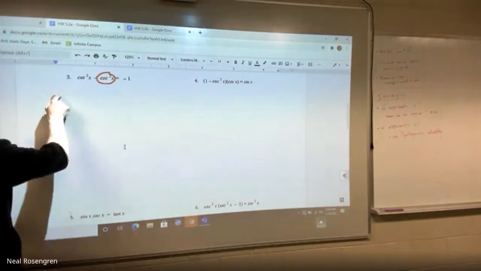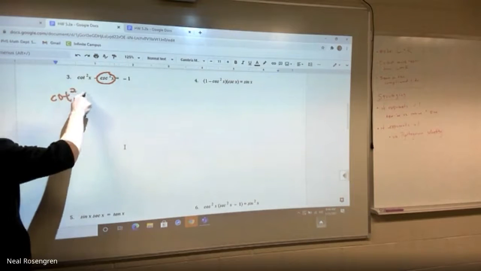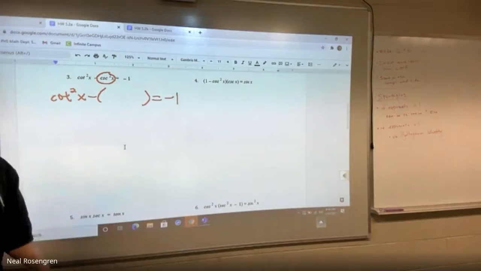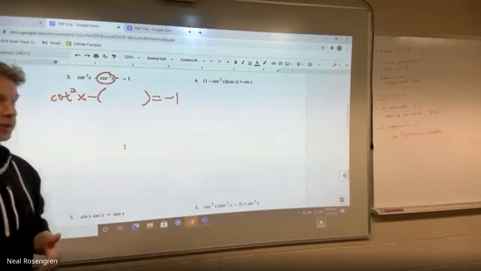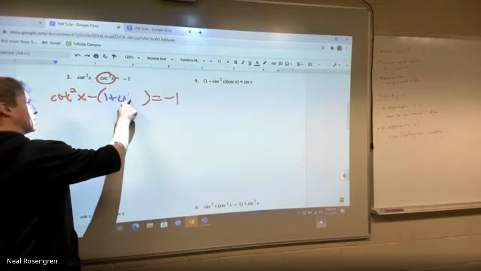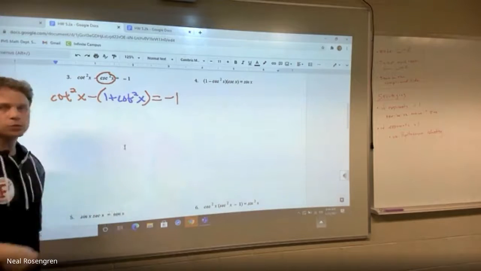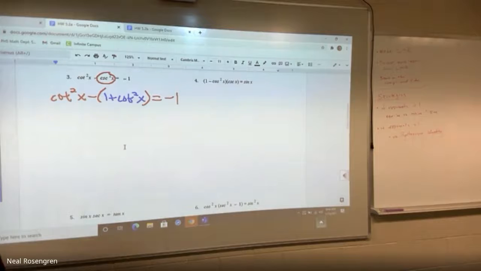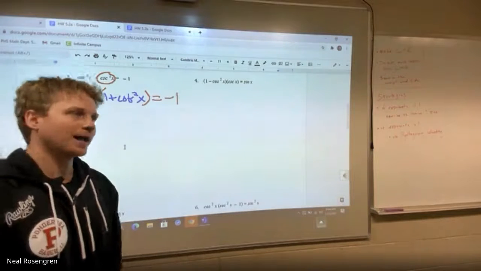So I'm going to bring down that cotangent squared x minus, and here's where the replacing is going to happen, right? I'm going to drop that version of cosecant squared, which is, just to switch colors so you can see it, 1 plus cotangent squared. Right? Those are the same. And I've used an identity. And so I kind of want to see where that gets me.